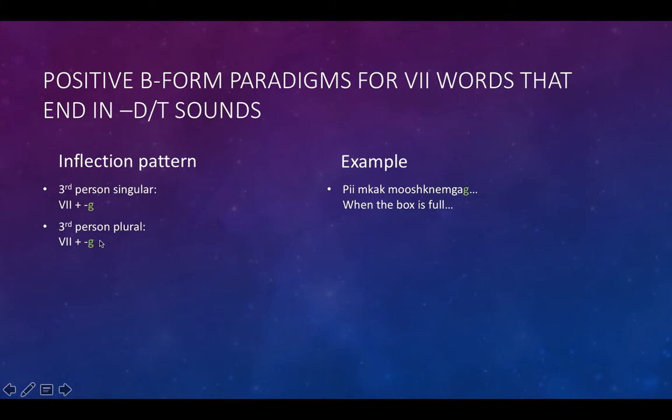Moving on to the third person plural. Again, it's just VII plus the G form suffix. So we're not changing any of the words, we're just adding to it. So we got P mkakan moshnemgug. That means when the boxes are full. Again, we're using P as our B-form grammar pattern example. And then in this one, we've pluralized the noun mkuk to mkakan, meaning boxes. Then we are using our verb moshnemgud. But again, we're replacing that D sound at the end with a G. And moshnemgud means it is full.